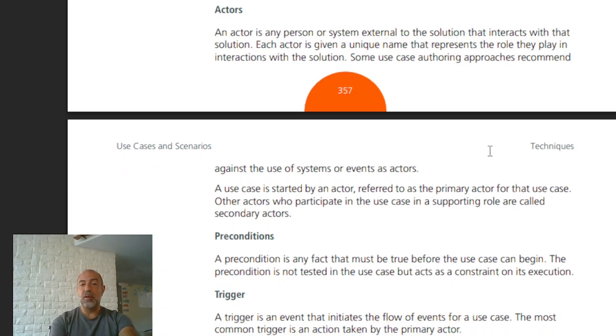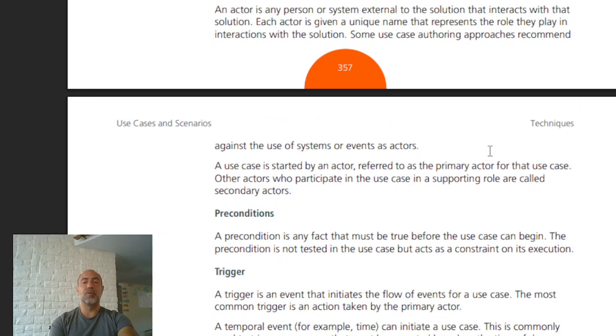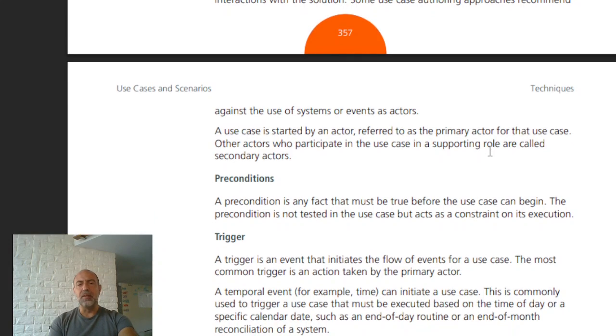Some use case authoring approaches recommend against the use of systems or events as actors. As in, when they're talking about actors, they're specifically saying a person. I don't know, I think I might understand that. Because if you're building a use case for a system, then you're probably not necessarily documenting the system right or clearly.